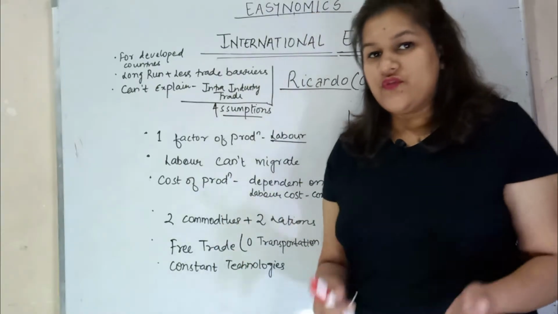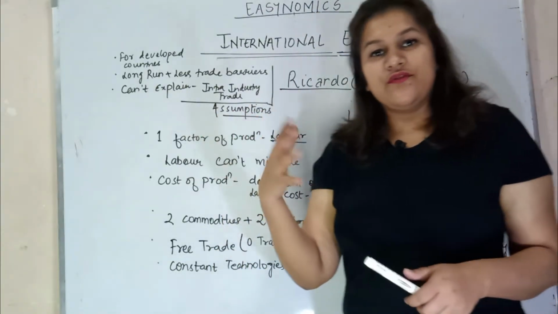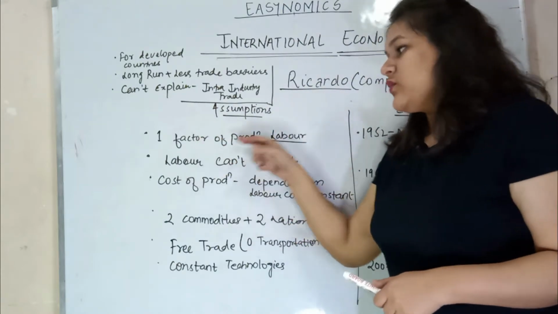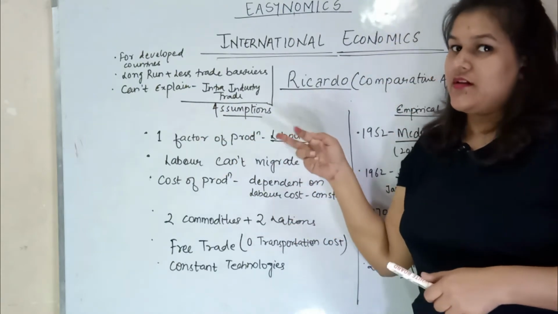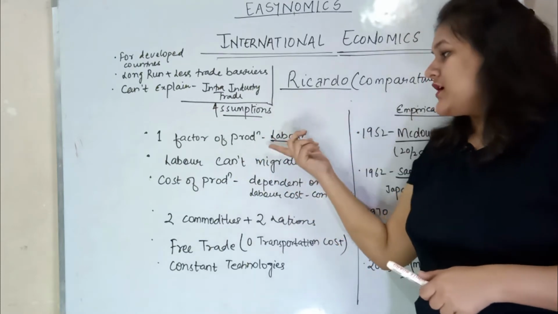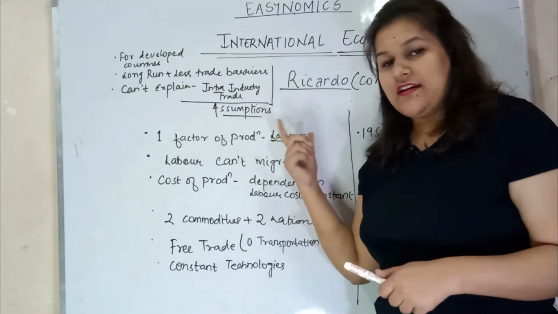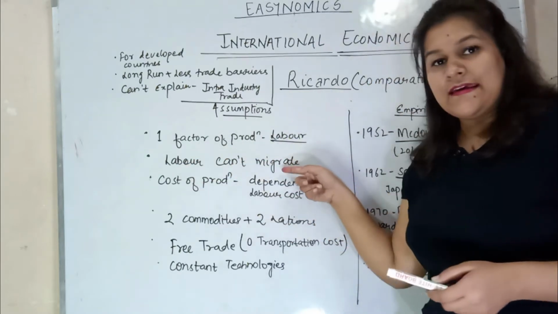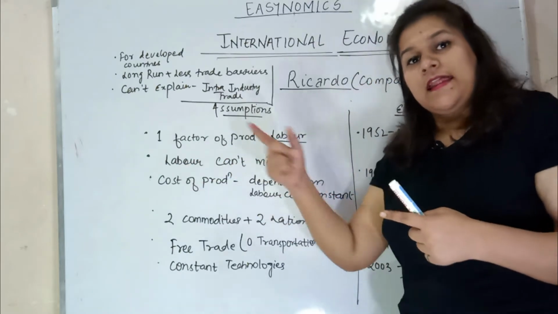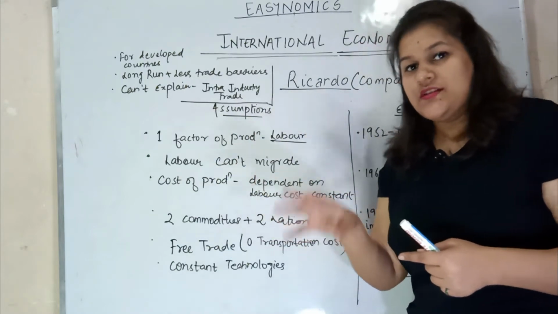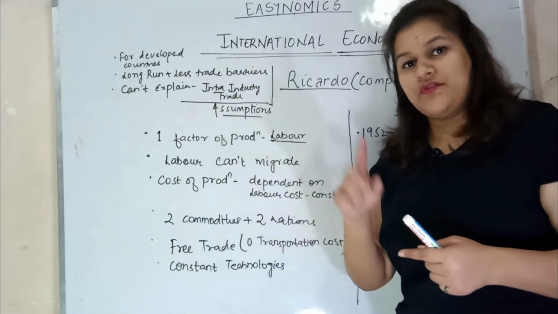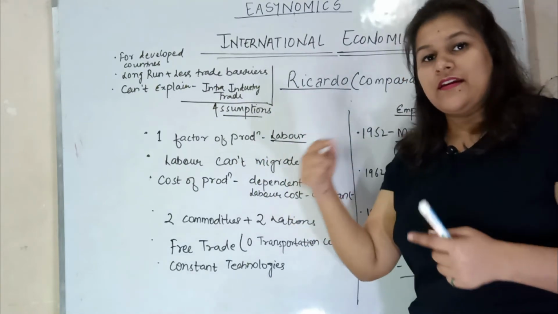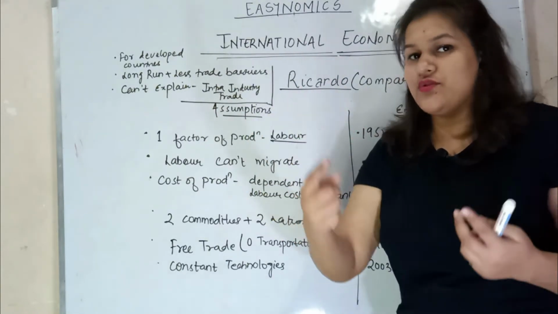So let's first study the assumptions of Ricardian theory. Ricardo said that there will be only one factor of production, that is labor, which we discussed: only labor is present, and by using labor you can produce both the goods. Labor cannot migrate across nations. Labor can migrate within a nation, that is, within India from Rajasthan to Punjab to Delhi, etc., but it cannot migrate from India to China or China to the US.